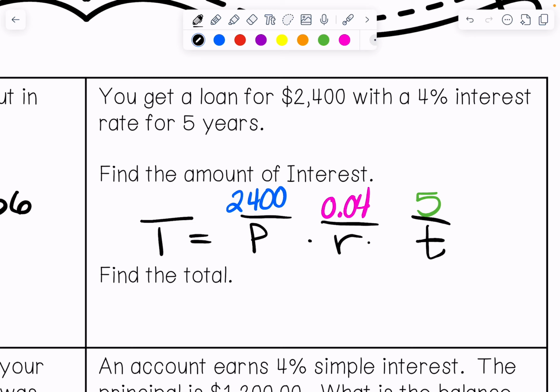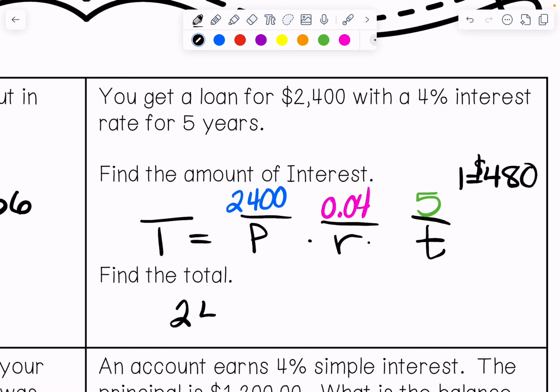And I get $480. So that means my interest is $480. Now, on this particular problem, this was a loan. So that means I'm borrowing $2,400. So not only do I need to pay back $2,400, but now I need to pay back all of this interest. So the bank is charging me for borrowing money.